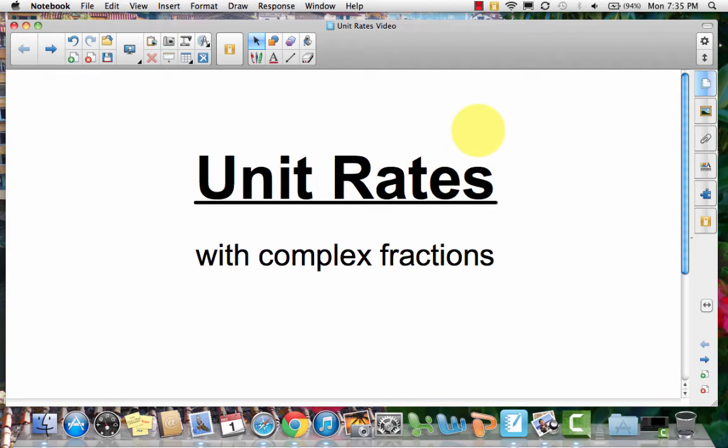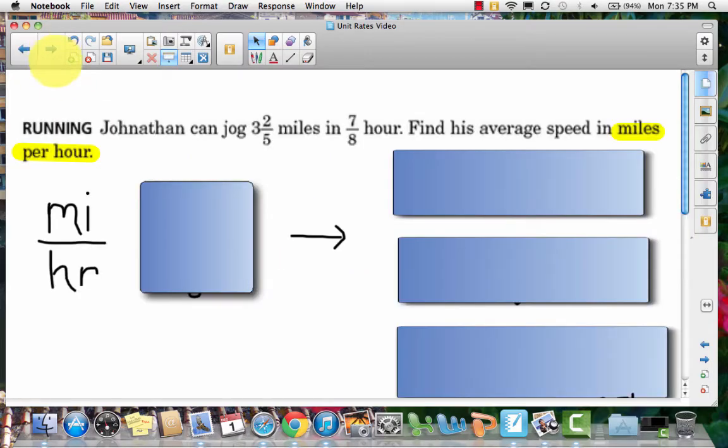This video will walk you through two examples of solving unit rates which involve complex fractions. Here's our first example. Jonathan can run 3 2/5 miles in 7/8 hours. Find his average speed in miles per hour. Notice that the words miles per hour are underlined, and therefore I know how to set up my rate with miles in the numerator and hours in the denominator.